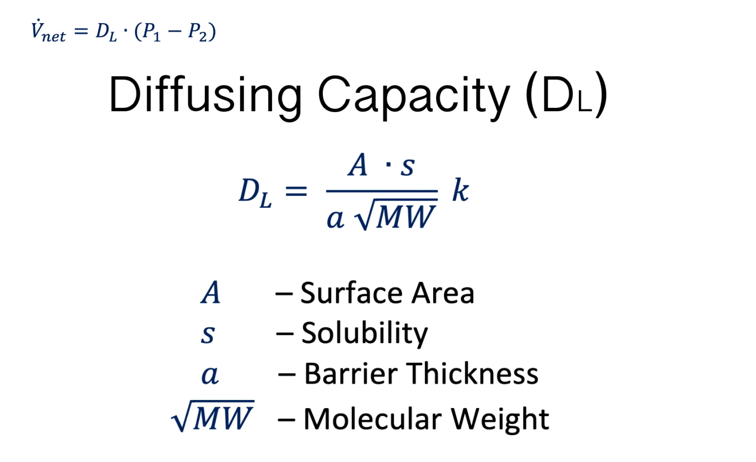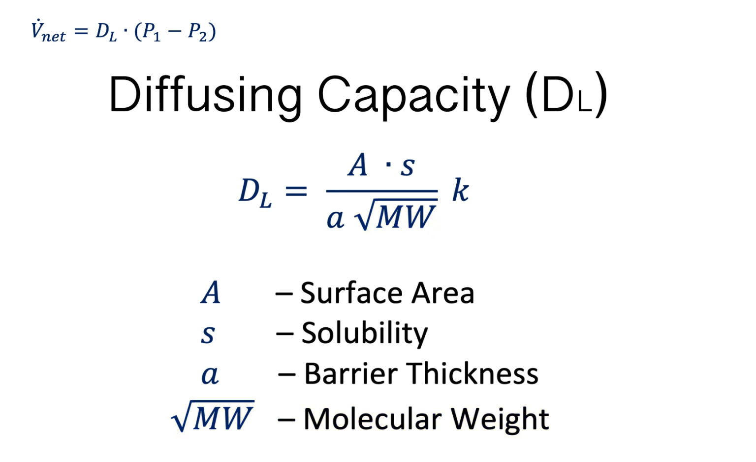So the main parameters that determine the diffusing capacity are: the diffusing capacity is proportional to the surface area, A, and the solubility of the gas, and inversely proportional to the barrier thickness, that is the thickness of the diffusion barrier, and the square root of the molecular weight of the gas.